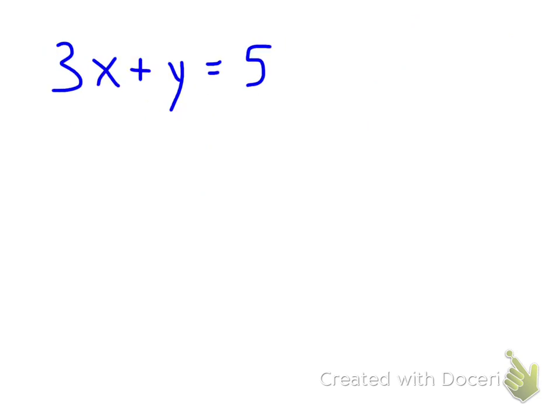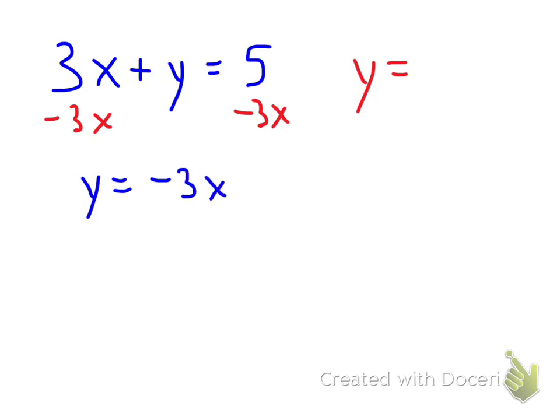So the first example I'm going to take a look at is something like this: 3x plus y equals 5. But normally we want it in y equals form. So one thing I can do with this problem is get y by itself by getting rid of this 3x and moving the 3x to the other side of the equal symbol. How I can move it to the other side is by subtracting 3x from both sides of the equation. I now have y equals negative 3x plus 5.